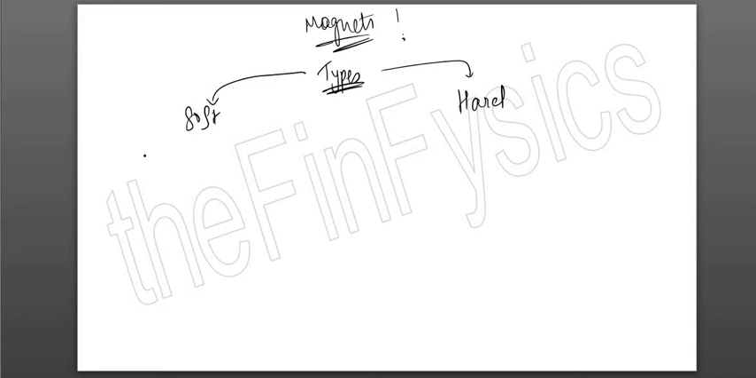Examples of soft magnets would be iron, cobalt, nickel. For hard, it would be steel. Okay, basic information on soft and hard magnets. I'm not doing the properties of magnets because we have been doing it since long time. Okay, the next topic is how to magnetize.